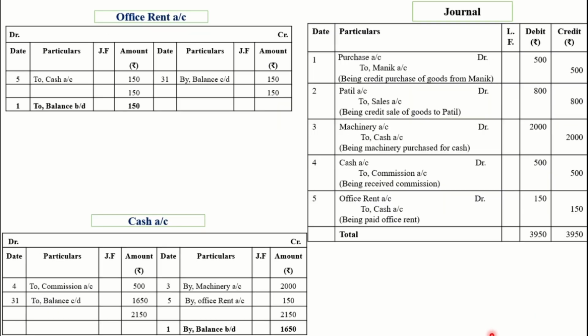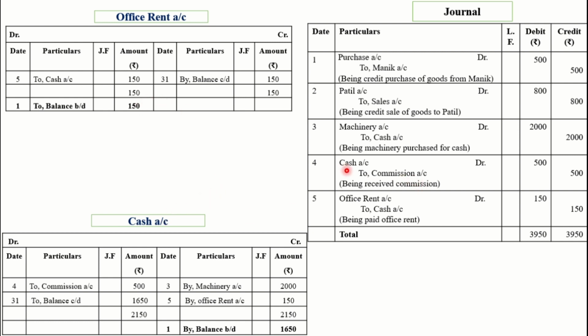Okay, now another account is office rent account. Office rent account entry is on the debit side. That's why that transaction's credit account we record on the debit side. Fifth, to cash account 150. There are no other transactions where we observe the office rent account. That's why, to balance the credit side, 31st, by balance carry down 150. Both sides are equal. Opposite to the carry down entry, we have to enter the brought down entry, to balance brought down 150.